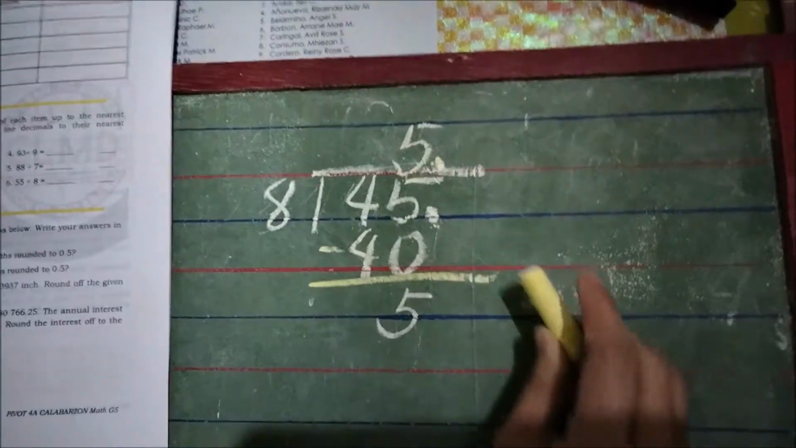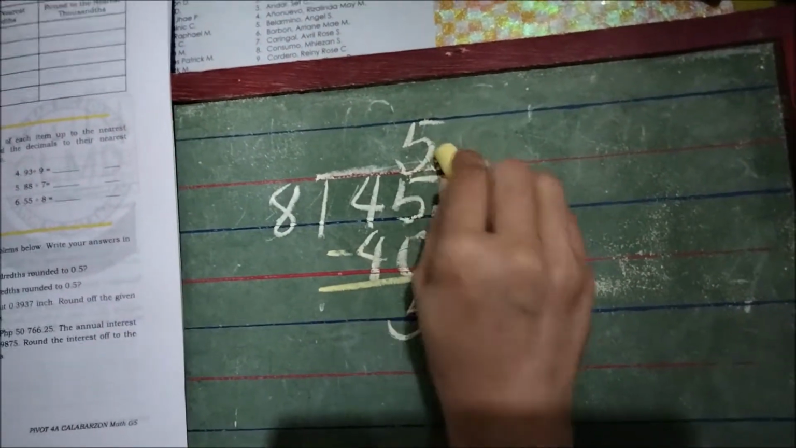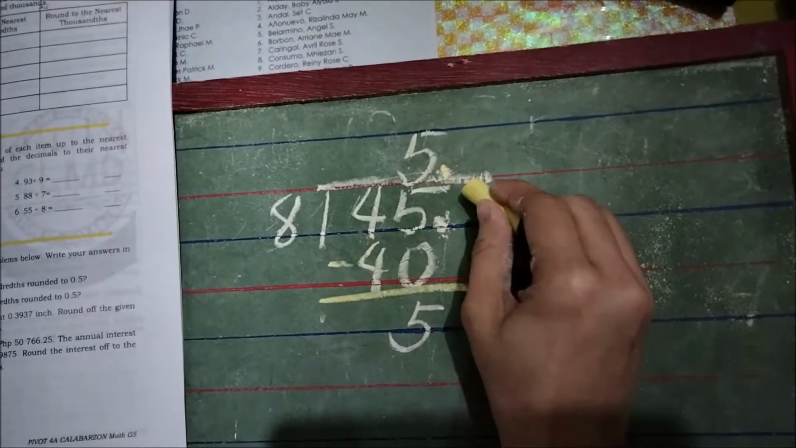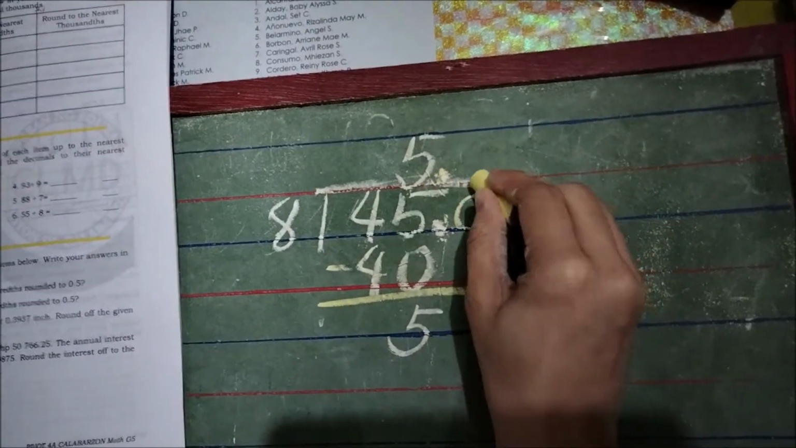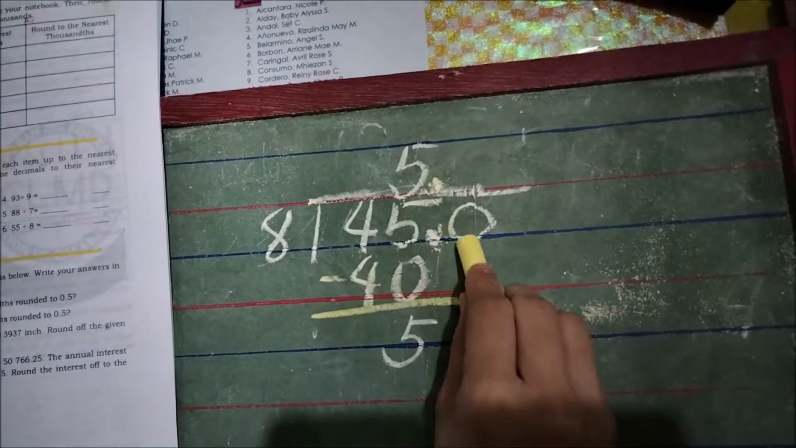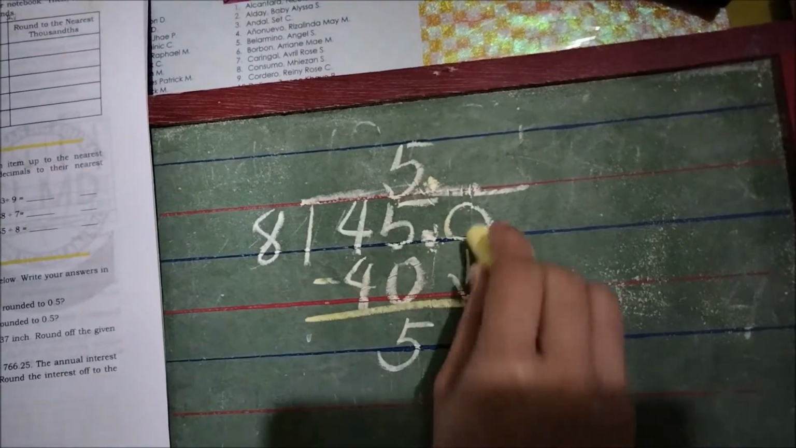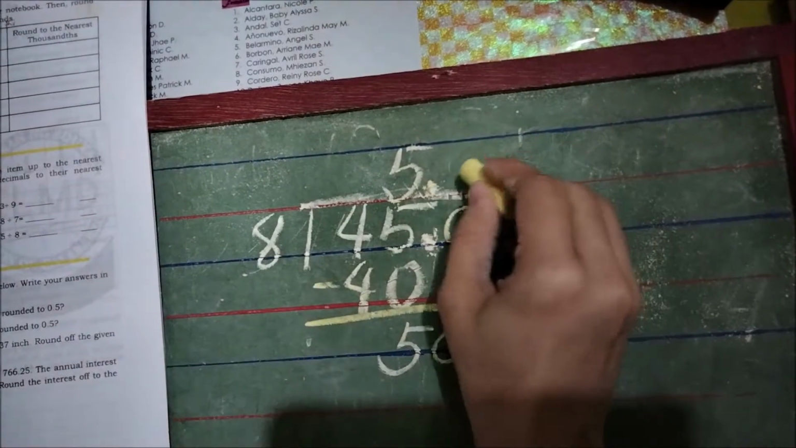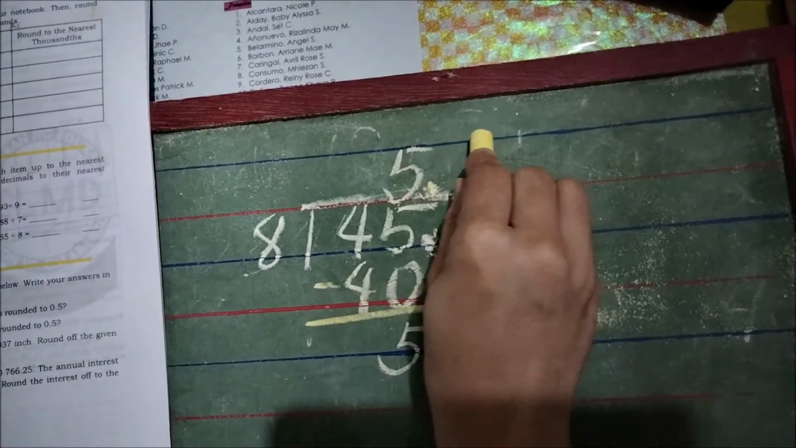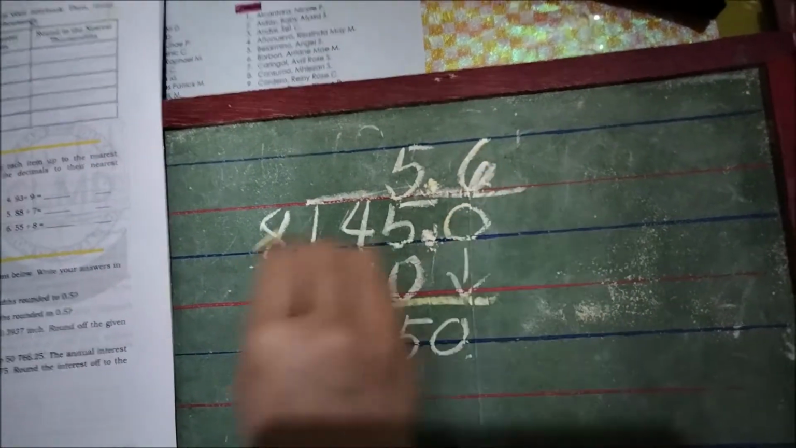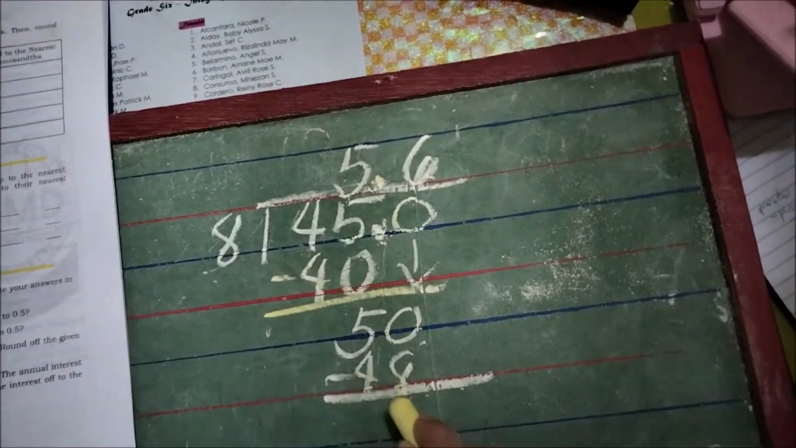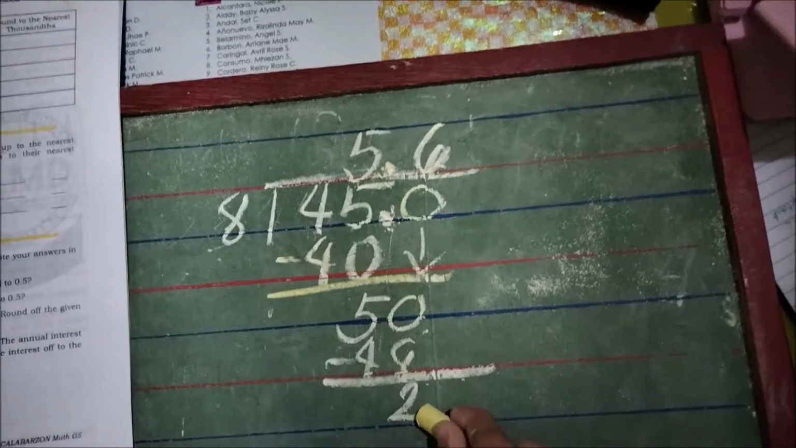Decimal point. And after putting the decimal point in the quotient, the decimal point must be aligned. And then you're going to add 0, and that 0 will be brought down. So bring down 0. 50 divided by 8 is 6. 6 times 8 is 48. So we have here the difference of 2.